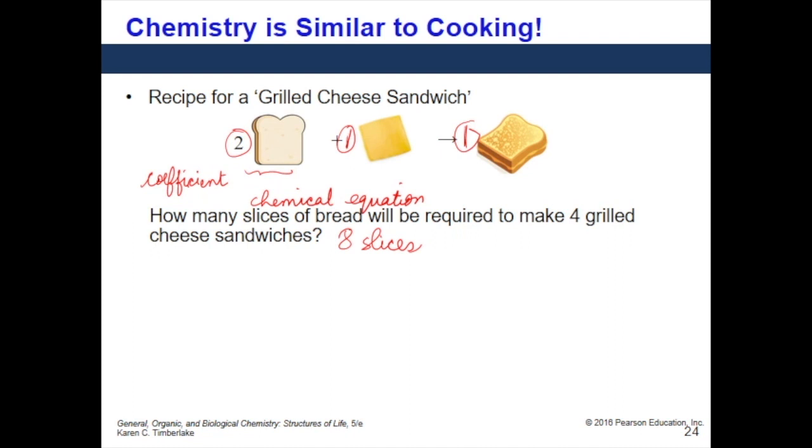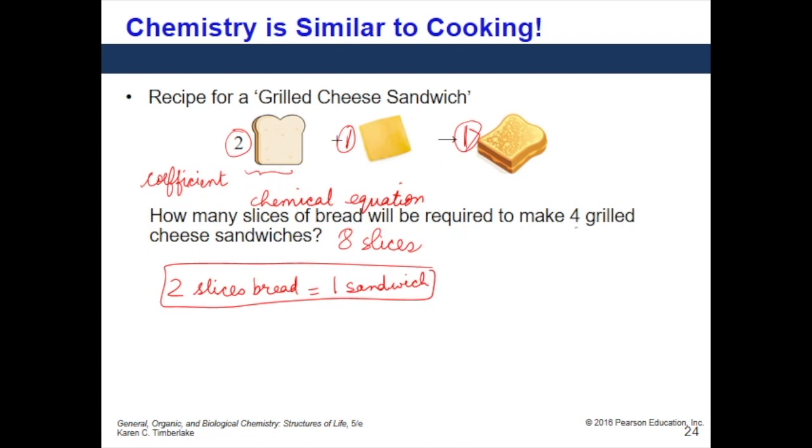Okay, so based on this reaction that we are seeing, we can say that 2 slices of bread would give us 1 grilled cheese sandwich. So based off of this, I can write a conversion factor, which is 2 slices of bread will produce 1 sandwich, right? So now if I need to go between sandwiches and slices of bread, I can start with what's given to me, which is 4 sandwiches. I am looking for 4 sandwiches.